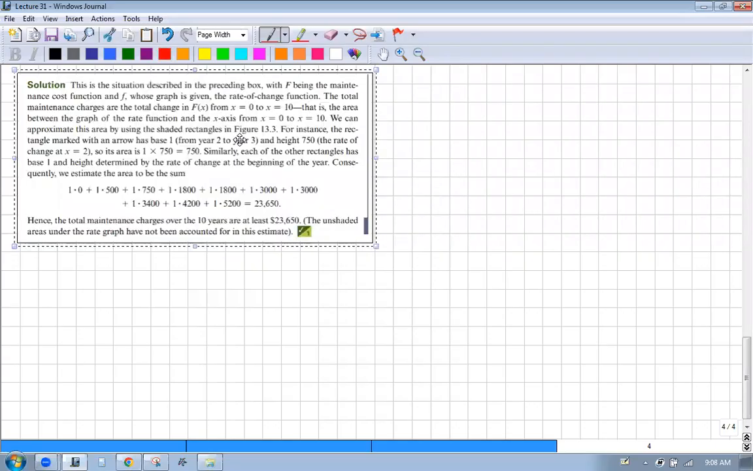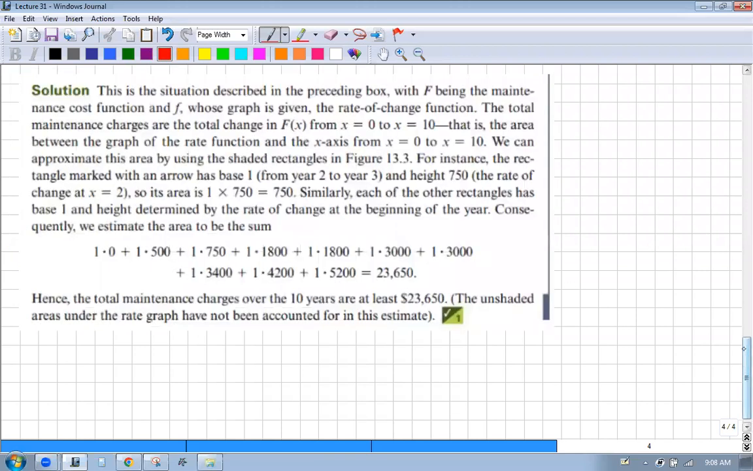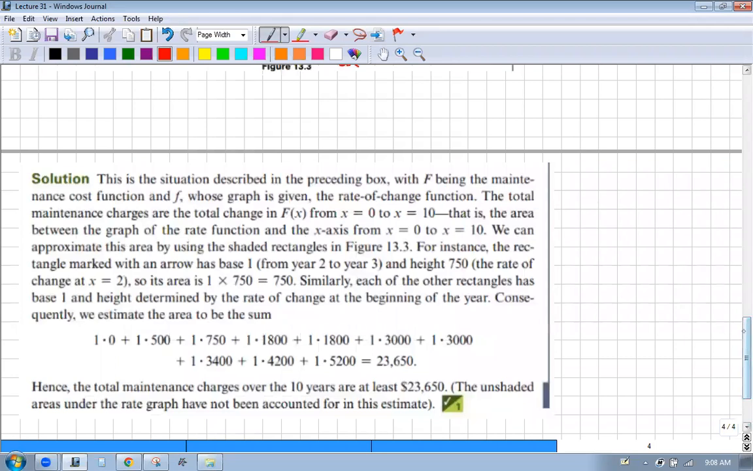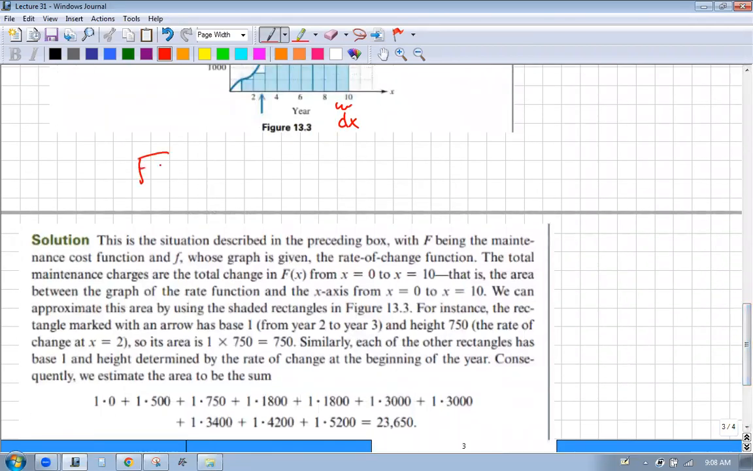Try to read that one. The situation described in the preceding box, with F being the maintenance. So F is the maintenance cost. And dF/dx is, how do they say this? I hate their notation, little f's and big F's. F is the maintenance cost, and little f is the rate of change function. So we have the rate of change of the maintenance, which they call little f, right here.